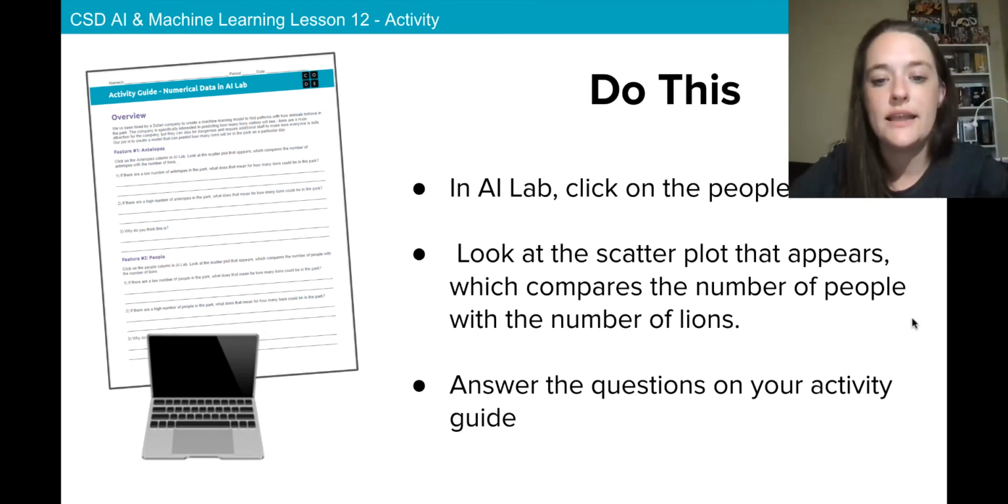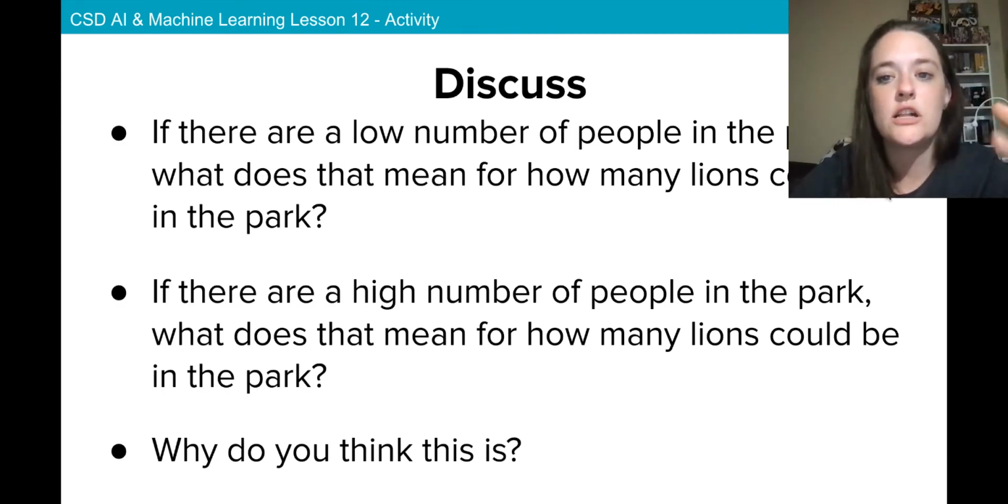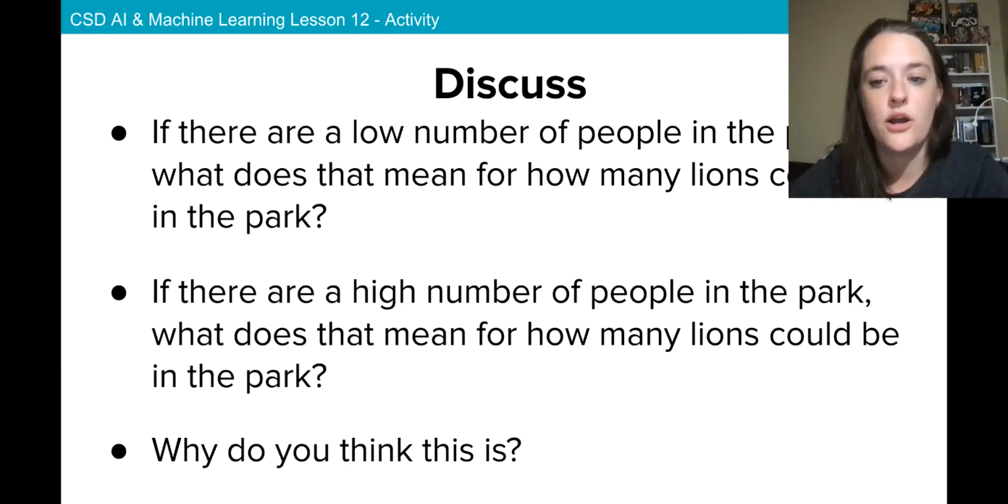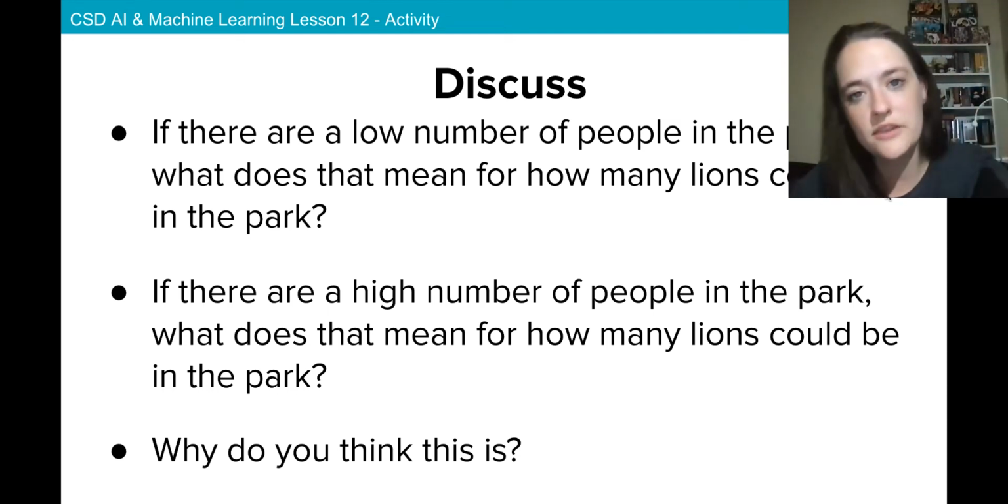So, answer these questions in your activity guide. If there are a low number of people in the park, what does that mean for how many lions could be in the park? Why do you think this relationship exists? Are lions afraid of people?